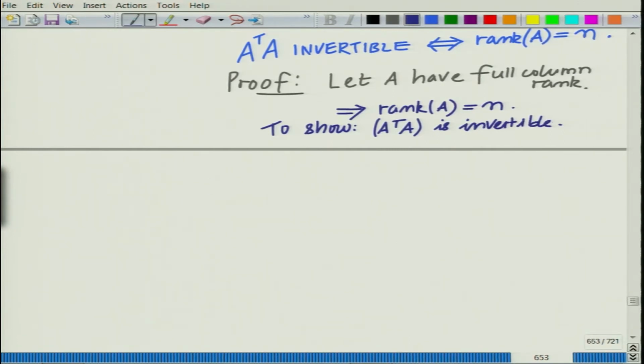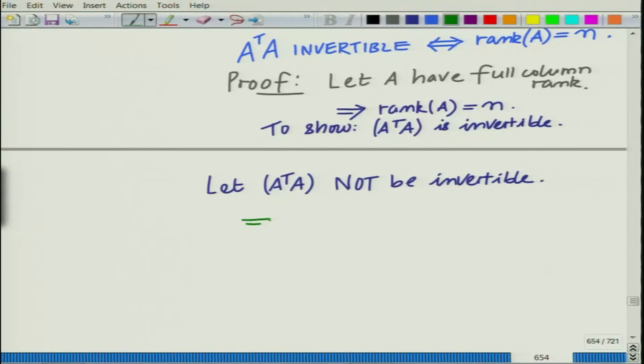let us assume a contradiction. Let A transpose A not be invertible. This would imply that A transpose A is singular. This would imply that there exists a vector u bar such that A transpose A times u bar equals 0. Remember, it has a non-trivial null space. That is the meaning of A transpose A not being invertible.